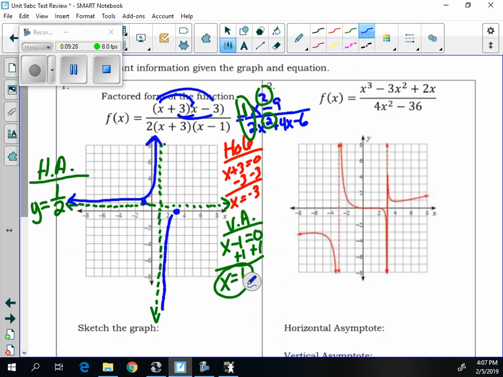So the last thing you have to do is put the hole into the graph. The hole is at negative 3. So what I do is I go over to negative 3 on the graph, and I look vertically at negative 3. Where's my blue line, my graph, across negative 3? It's right here. So I just draw a little hole, a little 0 there. That's the hole.